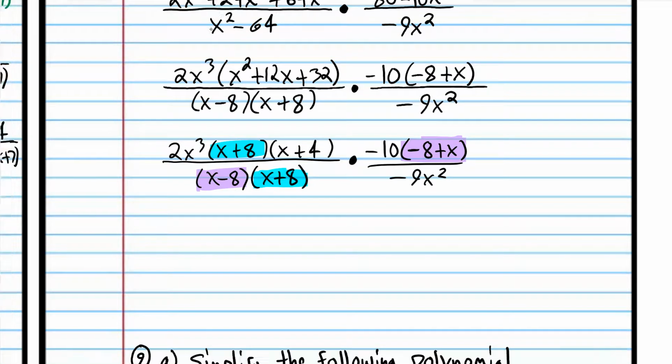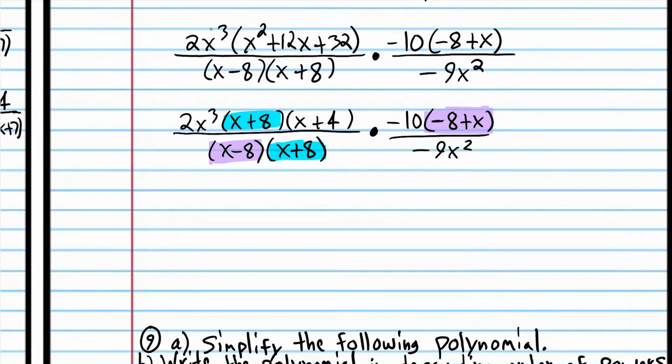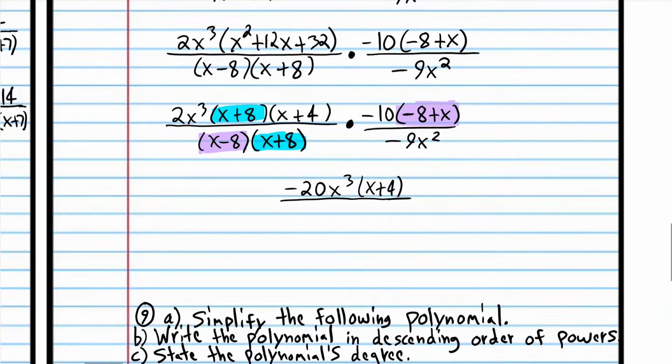So what else can we cancel out? Doesn't look like there's much of anything else. We have x terms that we can cancel out. I'm going to go ahead and combine everything. So 2 times negative 10 is negative 20, and the x cubed just remains there. And, whoops, I forgot my x plus 4. And what else do we have? That's about it in the numerator. And then negative 9x squared in the denominator.